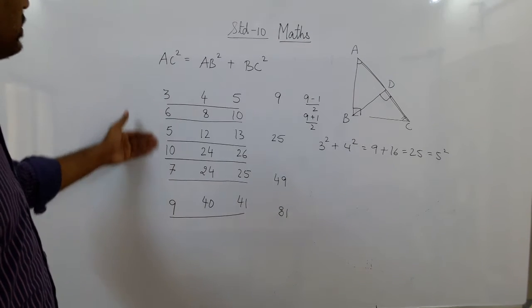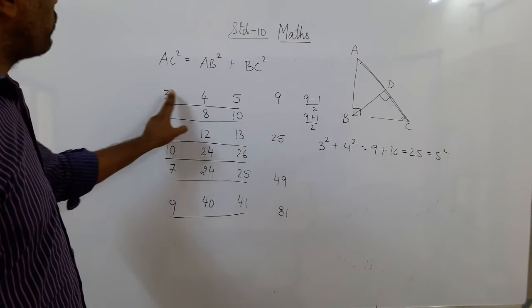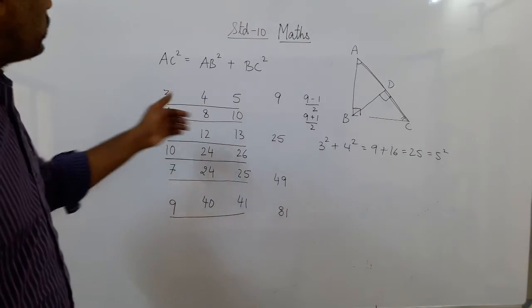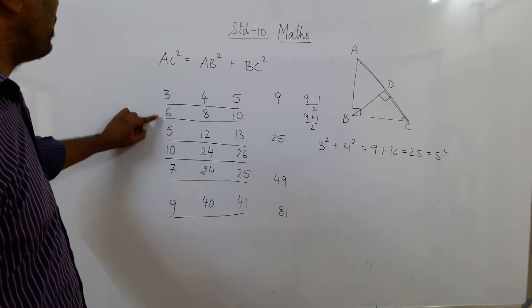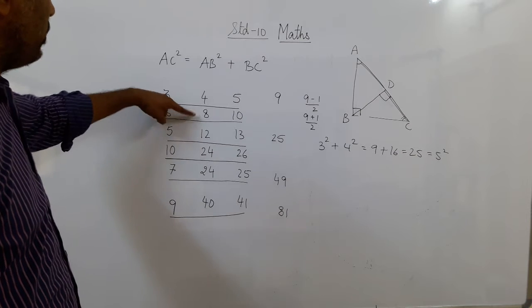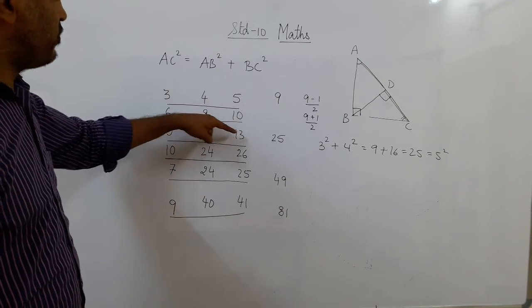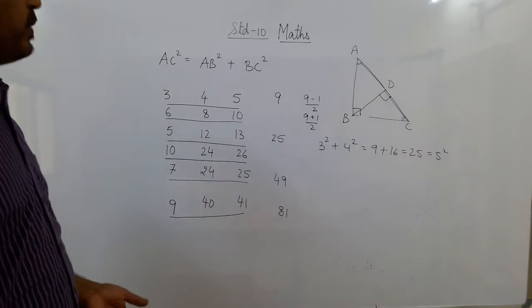These are called Pythagorean triplets because this is the longest side, so the squares of the smaller two sides give us the square of the longest side. And if you multiply these by 2, or by 3 also: 3 3s are 9, 4 3s are 12, 5 3s are 15. So 9, 12 and 15 is also a Pythagorean triplet.